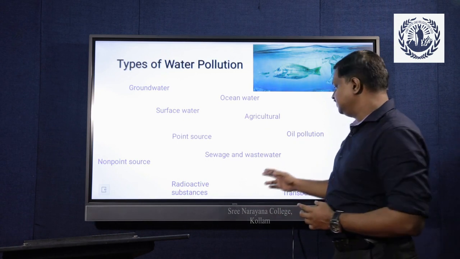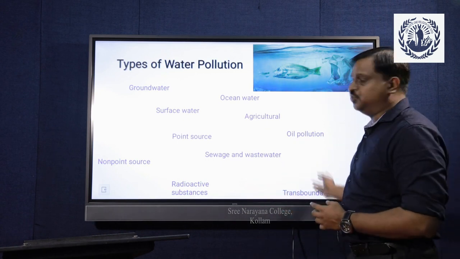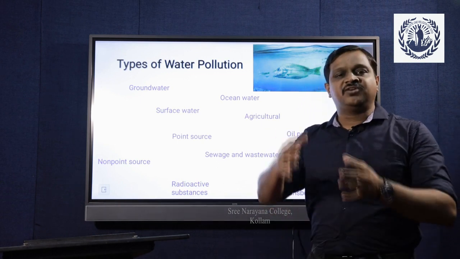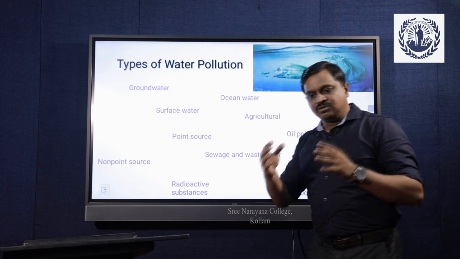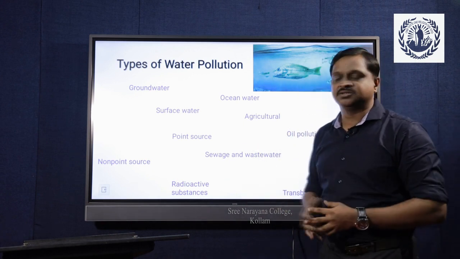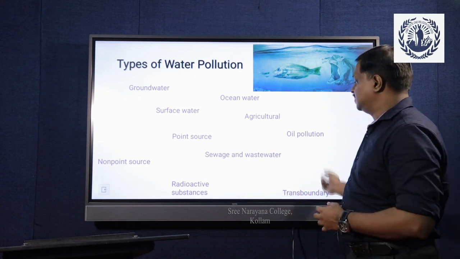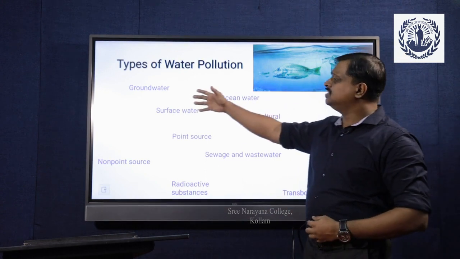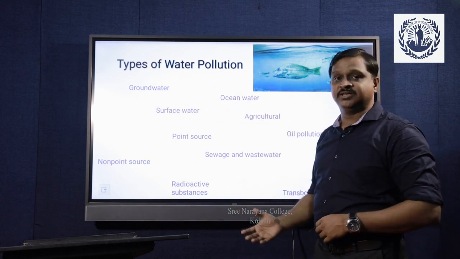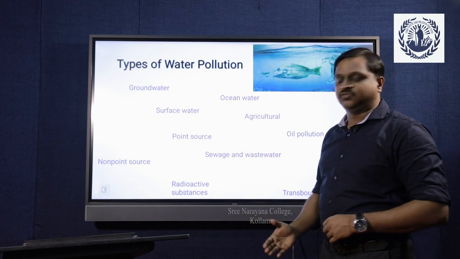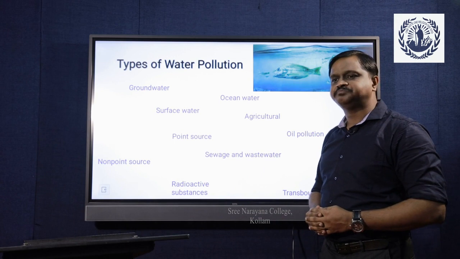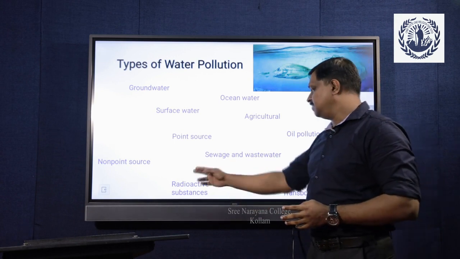Next, you can see that this is transboundary water pollution. It's actually pollution made by one country and affecting another country. So one country is creating the water pollution, and the other one is affected by it. That is one of the important classifications of water pollution. So wherever water is present, if there is some sort of pollution, you can call it pollution of water. Radioactive substances are one of the most important polluting substances available now.